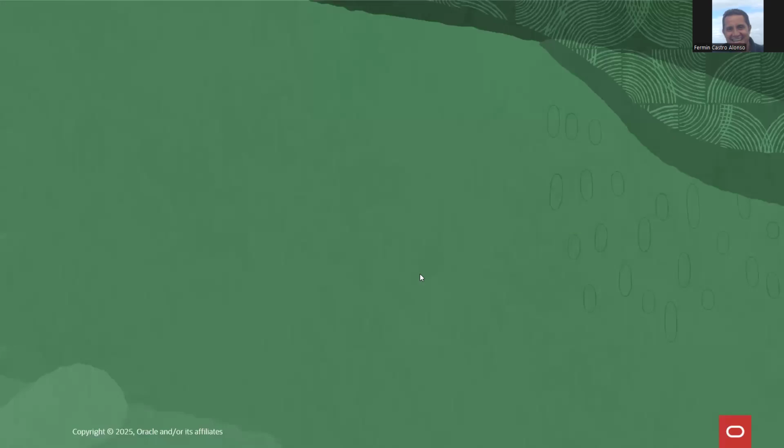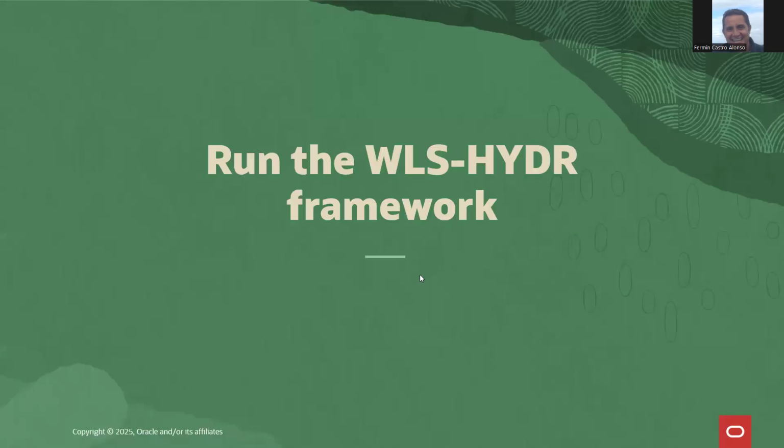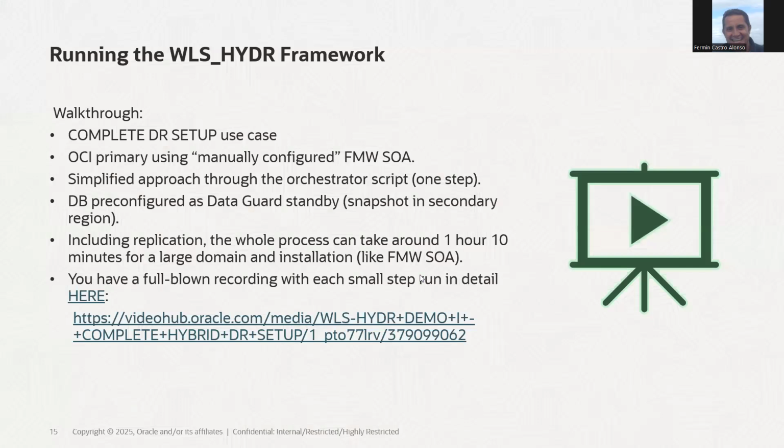So let's run now a quick demo of the framework. More than a demo, this is a walkthrough, because if we consider a typical domain like WebLogic, like Fusion Middleware SOA, that's around 40 gigabytes, and I don't want to spend 1 hour just copying binaries and config from a primary. So instead of that, I'll just provide a walkthrough of the main steps.